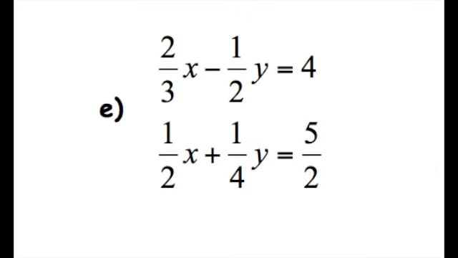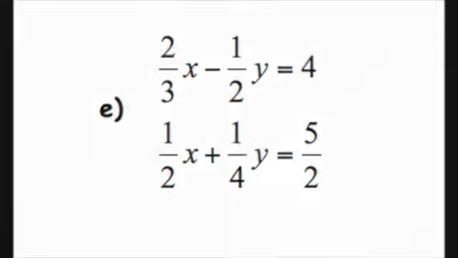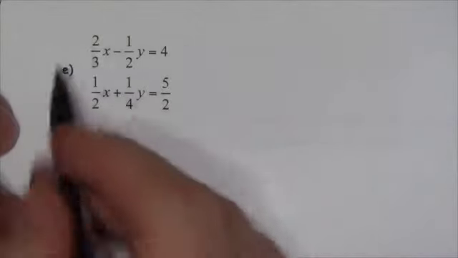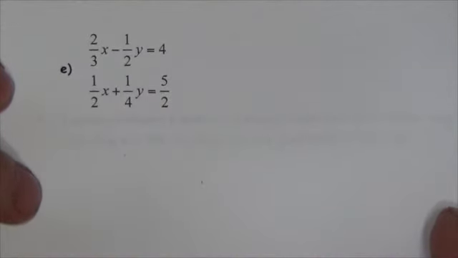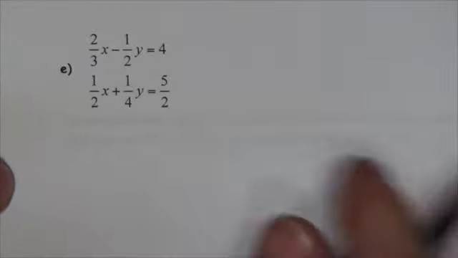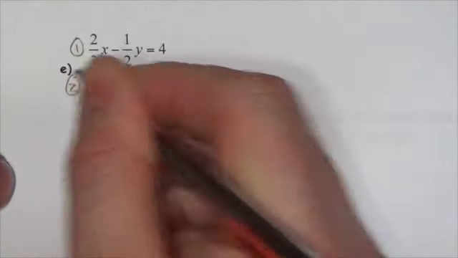Solve by elimination. 2/3 x minus 1/2 y equals 4. 1/2 x plus 1/4 y equals 5/2. Okay, well for this system right here, perhaps the first glance at this is a little terrifying because of all the fractions here. Again, we're going to label this equation 1 and equation 2.